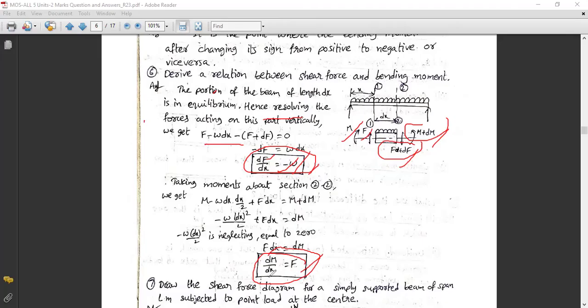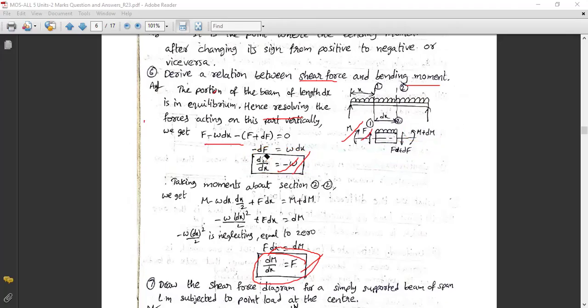So bending moment is given by force. If some force is there, a moment is developed. If force is there, some work is done here. So the difference in the force with respect to x is given by minus w. The difference in the moment with respect to x is given by F, which is the derivation of this shear force and bending moment here. Okay.